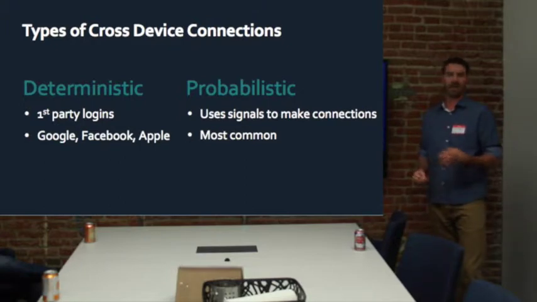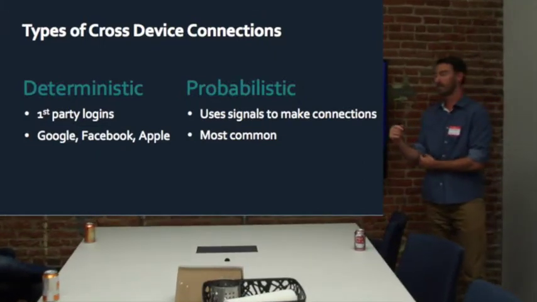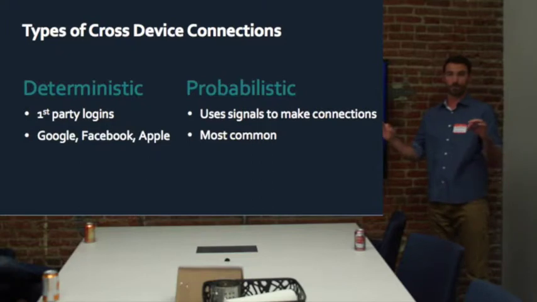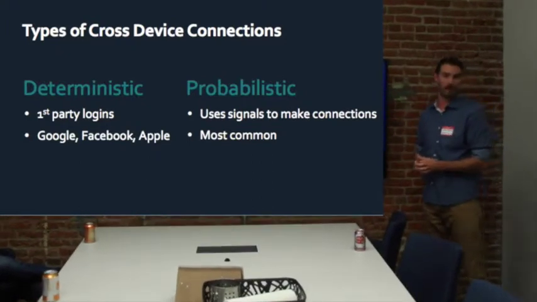The problem is there's not a ton of scale there. There's only a few partners that are able to do that, right? The Googles and the Facebooks are the obvious ones. There's only one that's monetizing it. Facebook is the only one that you can go and really leverage that. So while it's a great 100% accurate opportunity, probabilistic is where we've come a long way.